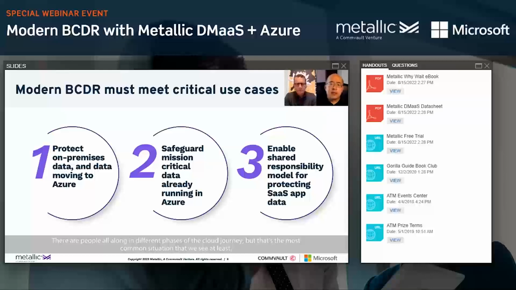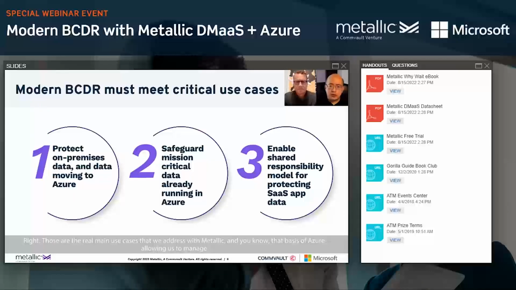And then the second one is, once you make that move to Azure, how do you continue to protect that critical data without having to do a significant disruption of your operations and procedures? And then for SaaS applications, how do you participate and fulfill your responsibilities in that shared responsibility model when leveraging a SaaS application and continuing to have responsibility for your data, right?